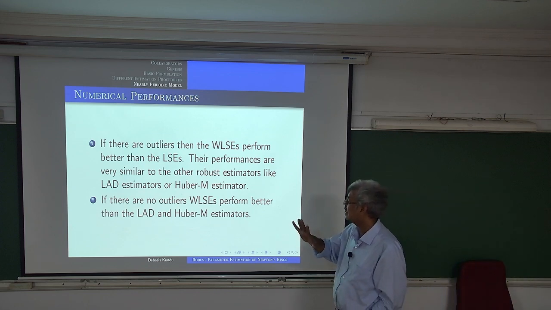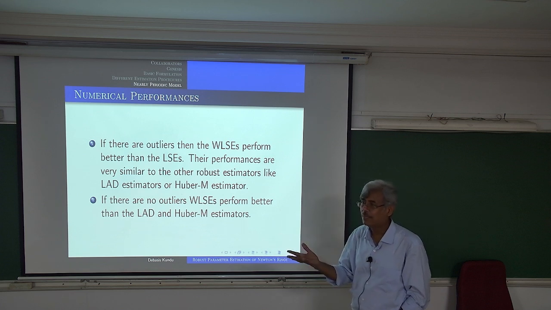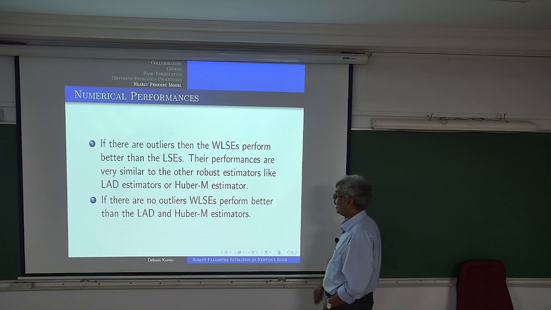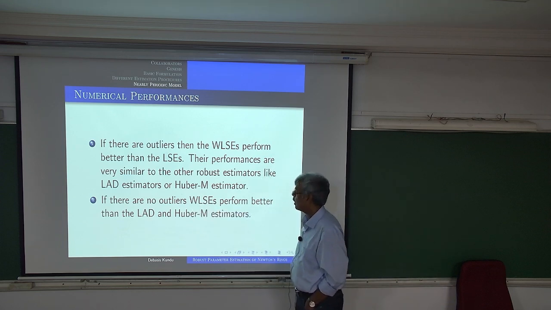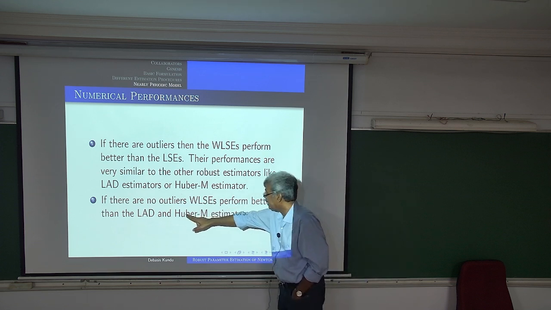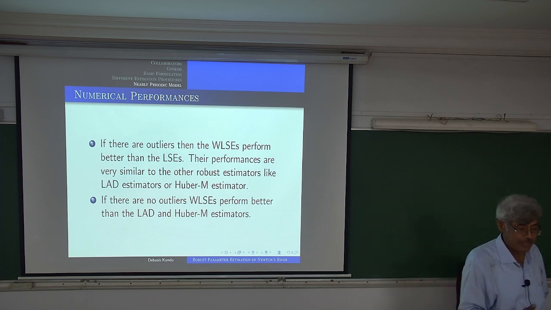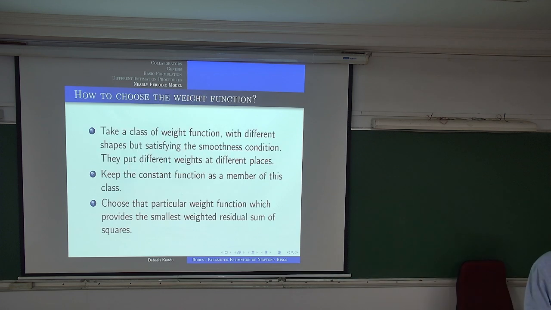Because if there is no outlier, we know that the least square estimator is the best one, because it reaches the Cramer-Rao lower bound if there are no outliers. And that's what you have seen also. If there are no outliers, the weighted least square estimators perform better than the LAD and the Huber-M. They perform similar to the least square estimators. So you can gain in both ways.